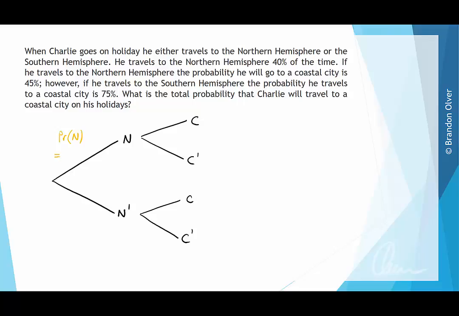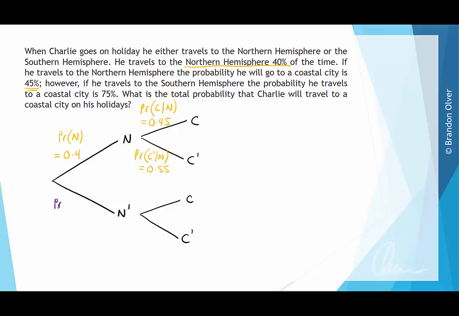And in our question, it says that he travels to the northern hemisphere 40% of the time. So that can be written as 0.4. And then if we keep going along this branch, it says that the probability that he goes to a coastal city given he's gone to the northern hemisphere is equal to 0.45, due to this 45% here, which said that he would travel to a coastal city 45% of the time if he travels to the northern hemisphere. That means that the probability of him not going to a coastal city given he went to the northern hemisphere is equal to 0.55.